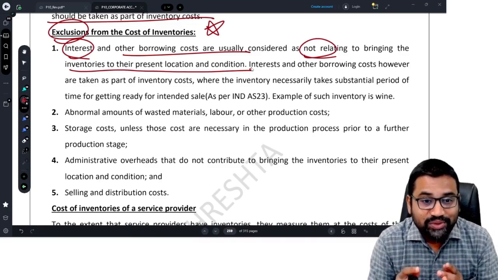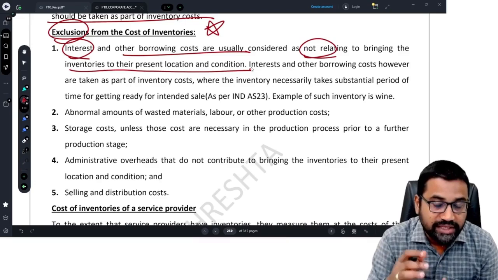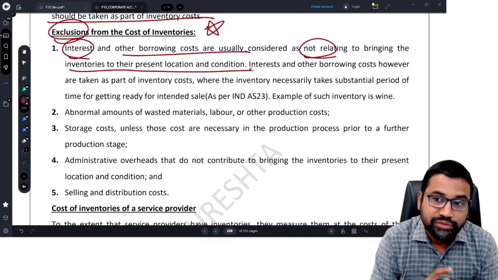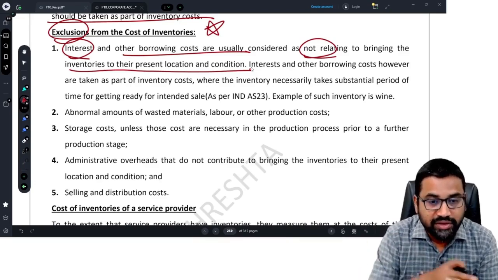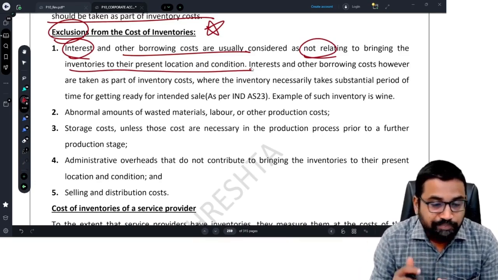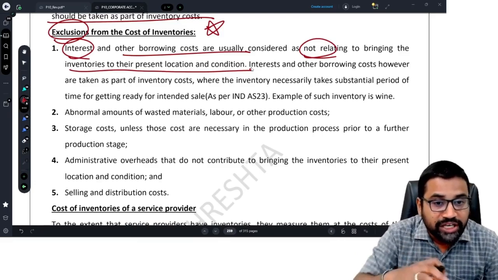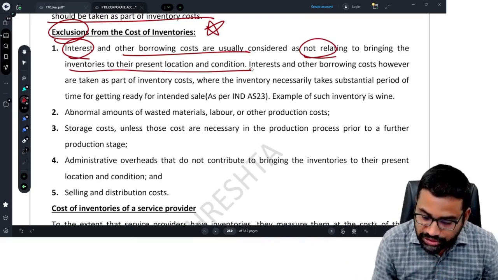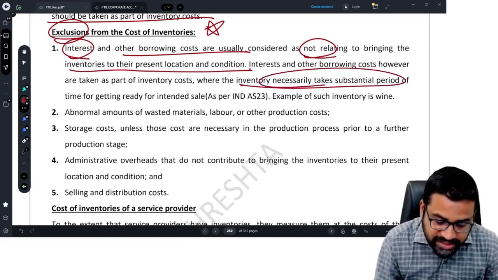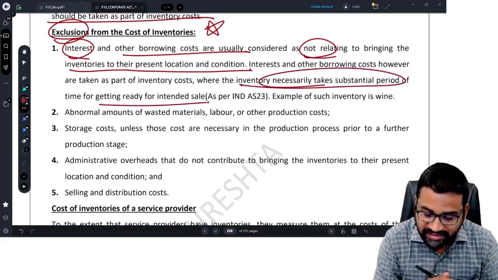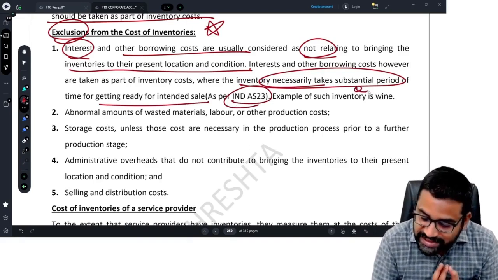But I told you, if you listen to my financial accounting classes or financial accounting marathon in India, under Accounting Standard 16, there I told you, if inventory is a qualifying asset, then we can include borrowing cost as a part of cost of inventories. But generally, any interest and other borrowing cost, if it is not relating to bringing the inventories to their present location and condition, don't include it. However, if the inventory takes a substantial period of time to get ready for intended sale, as per Ind AS 23, that is nothing but the borrowing cost, if it is a qualifying asset, then it is included.